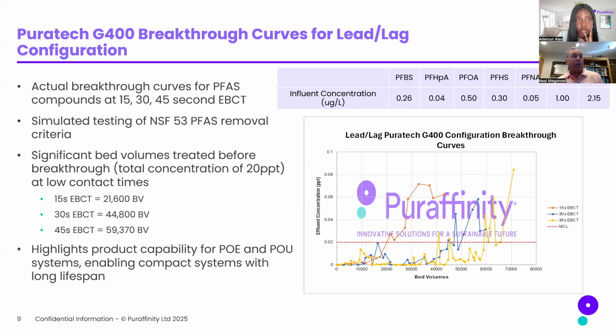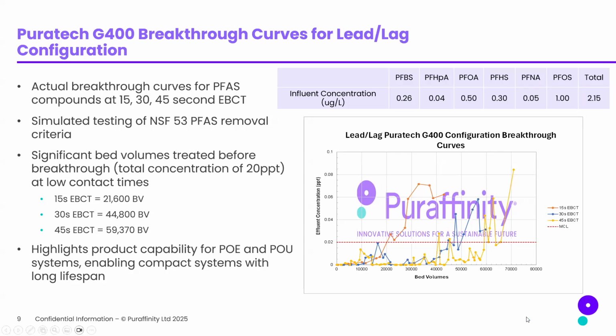What's interesting to note is if you look at the bed volumes treated at 15, 30, and 45, they each increased by about 20,000 bed volumes, indicating that even at 15-second contact time, the mass transfer zone is being contained. And now, again, this is a relatively clean water. That mass transfer zone length is going to depend on concentration, compounds, and background water quality. But this data here shows this product is highly capable for instance, for point of use, point of entry systems, and more importantly, enabling a very compact system with a long lifespan between changeouts.